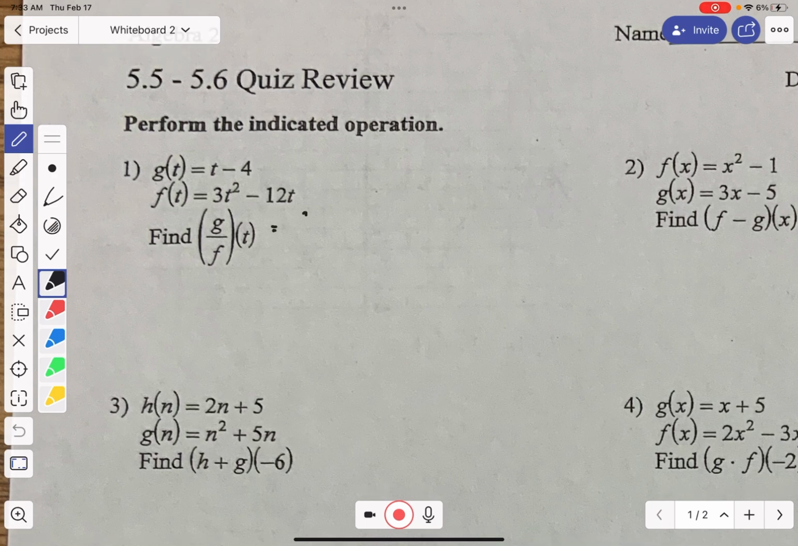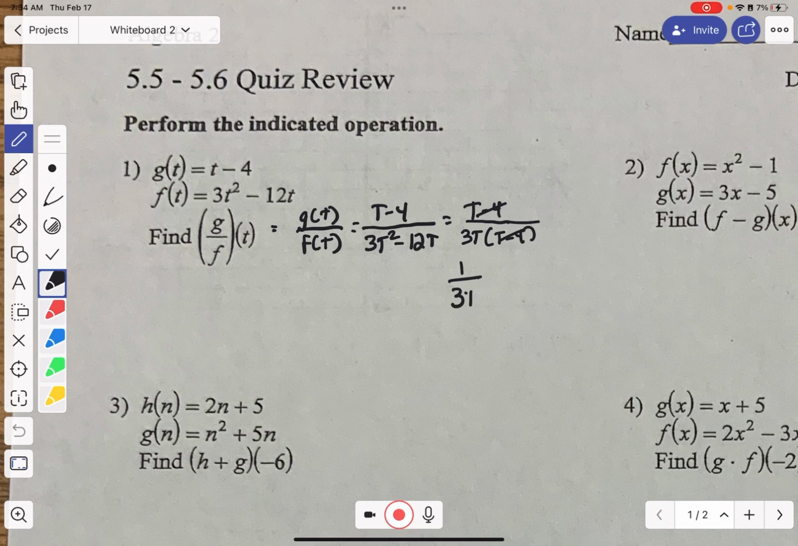So just remember, I like to write that's g of t, our g of t function, divided by our f of t function. Our g of t function is t minus 4. Our f of t function is 3t squared minus 12t. Now, if you notice in the denominator, there's a common term. I could factor out a 3t. If I take a 3t out of the first one, it gives me t minus 4. Then our t minus 4s can cancel out, leaving us with 1 over 3t.